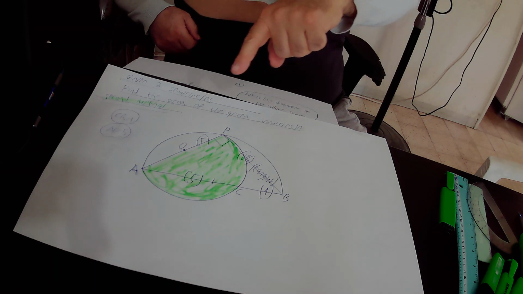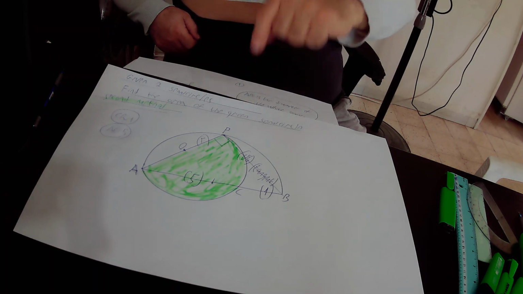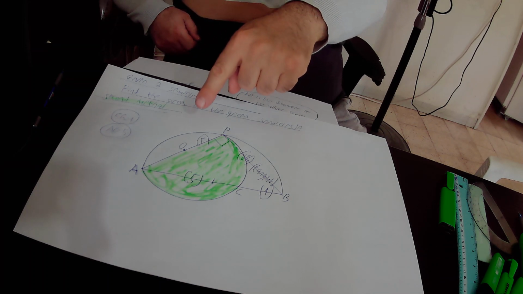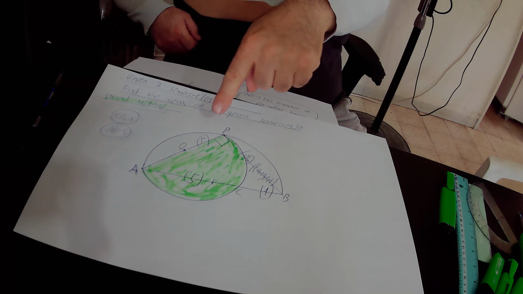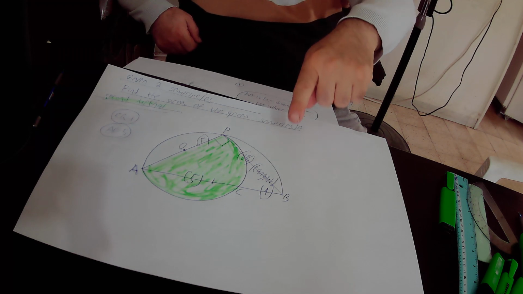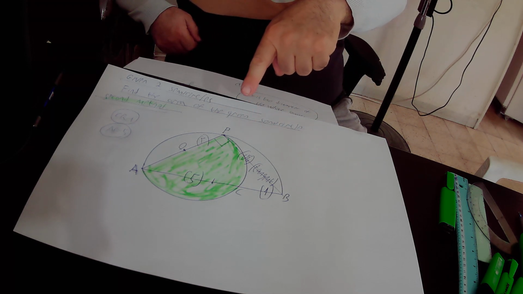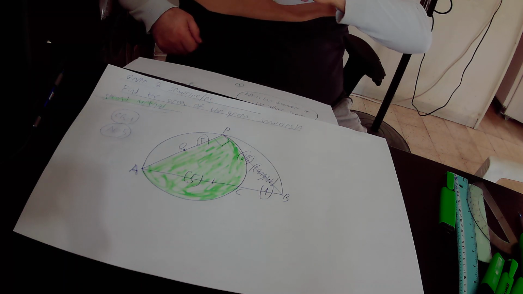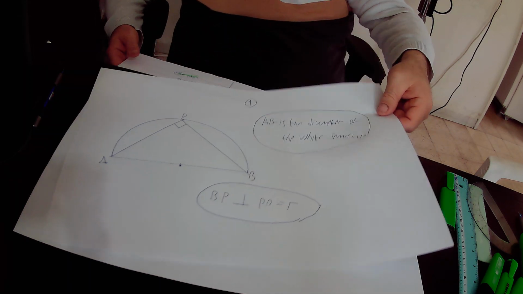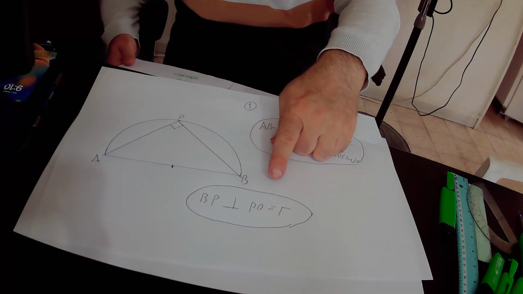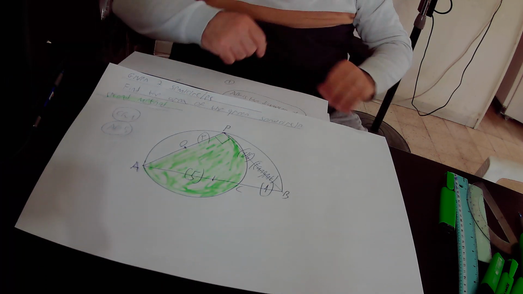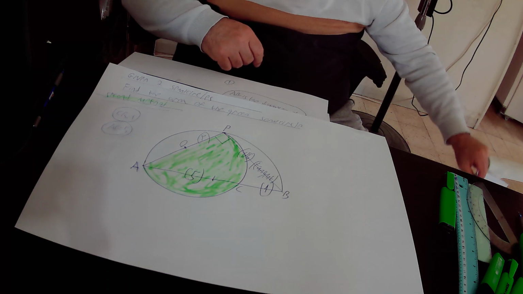So point O is the center of the green semicircle, point P is a point of the green semicircle itself. So this is exactly the definition of radius. Therefore, OP is the radius of this green semicircle that is equal to R. In conclusion, we found out that line segment BP is perpendicular to the radius PO of this green semicircle, and therefore we can implement here rule 1.